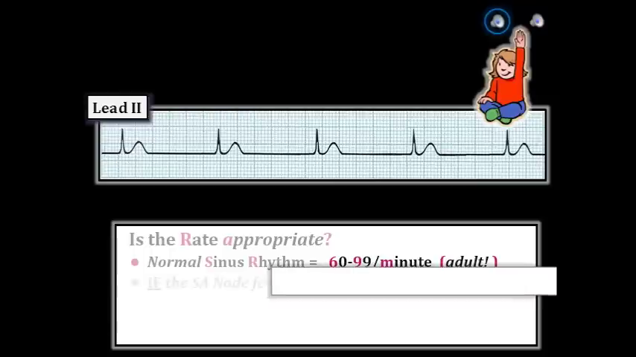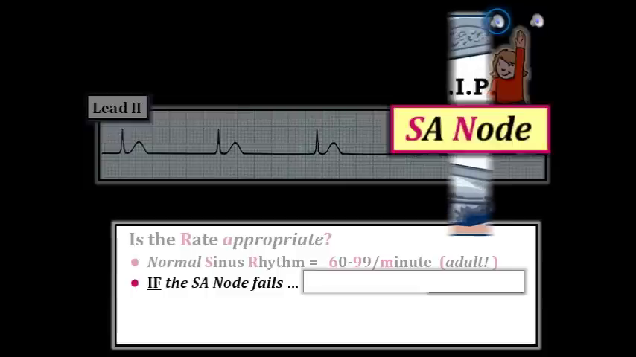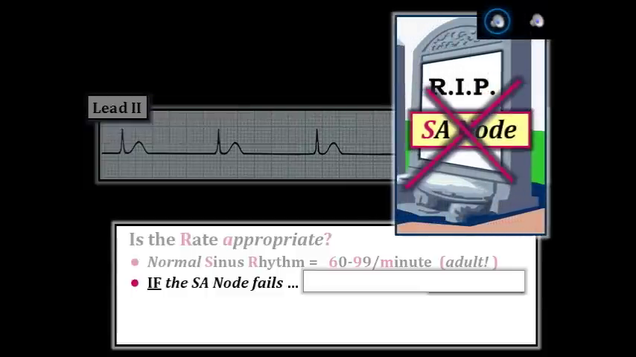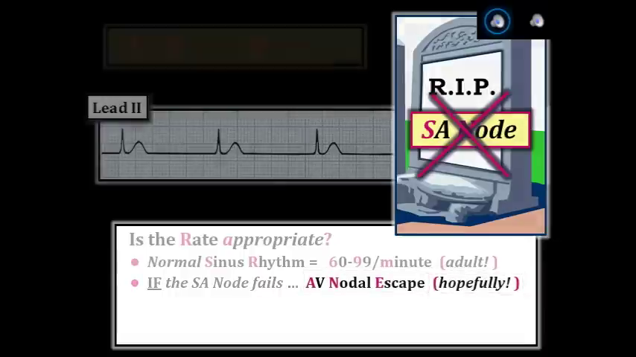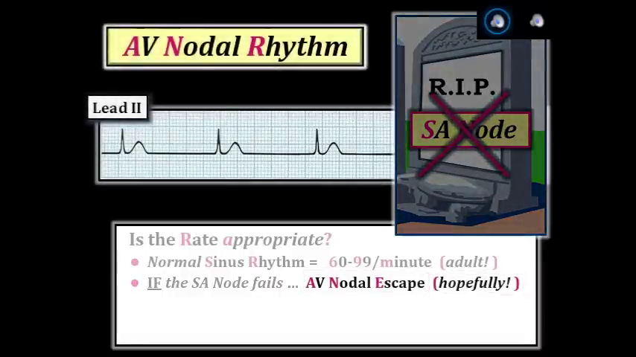If the SA node fails, then we hope that some other focus in the conduction system will take over. Most often, this will be the AV node, which we call an AV nodal escape rhythm. The usual rate range for an AV nodal escape rhythm is between 40 to 60 per minute in adults, which is consistent with the rate of the AV nodal rhythm we see here.